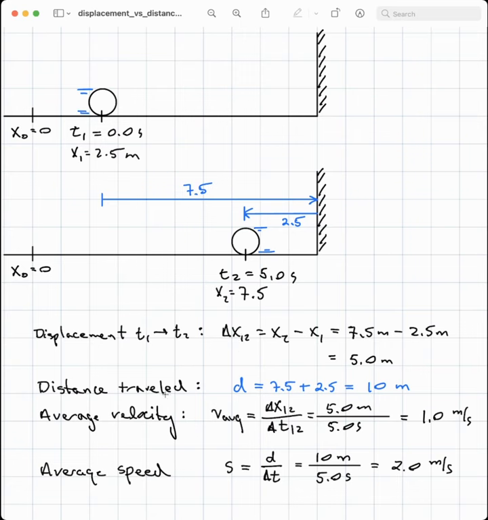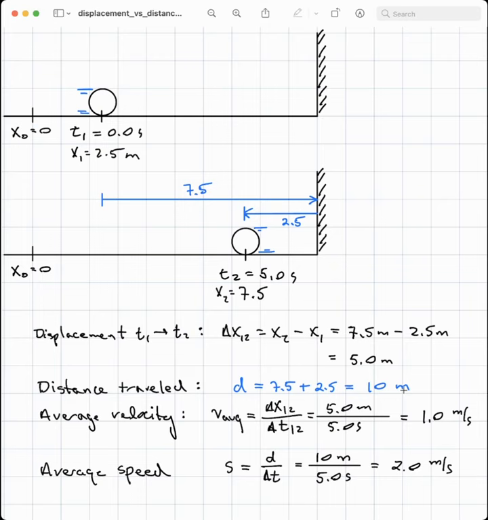On the other hand, if I want to look at the distance traveled by the ball in the same time interval, the ball has to go from x1 equals 2.5 meters all the way to the wall, and then all the way back to this x2 equals 7.5 meters position. So that means the ball has to go 7.5 meters to get to the wall, and then another 2.5 meters to get back to where I measure it to be at t equals 5 seconds. And so the distance traveled is that 7.5 meters to get to the wall, and then the 2.5 meters to get back. So the distance traveled, 7.5 plus 2.5, is 10 meters. So you see the displacement of the ball in this scenario is 5 meters, and the distance traveled by the ball is 10 meters.